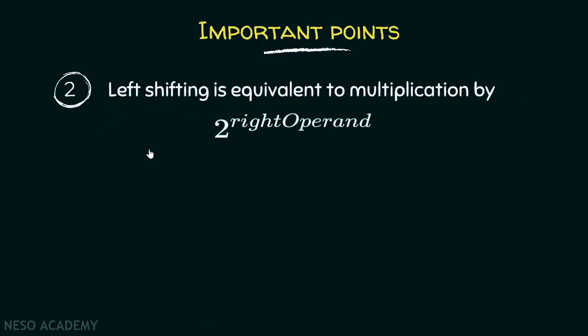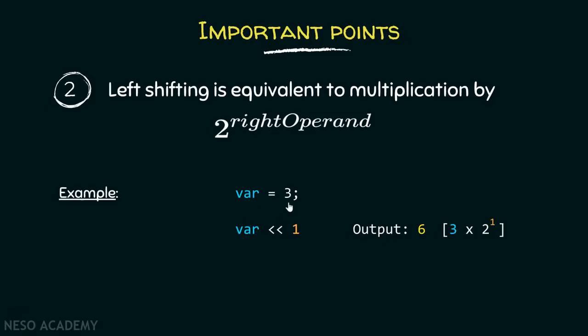Now let's try to understand the second most important point about the left shift operator. Left shifting is equivalent to multiplication by 2 raised to the power of the right operand. Please note down this point. Left shifting is equivalent to multiplication by 2 raised to the power of the right operand. Let's consider the example which we already learned in the previous point. Here the variable contains the value 3 and we are trying to shift the bits of this value towards the left by one position. We know the output of this is 6.